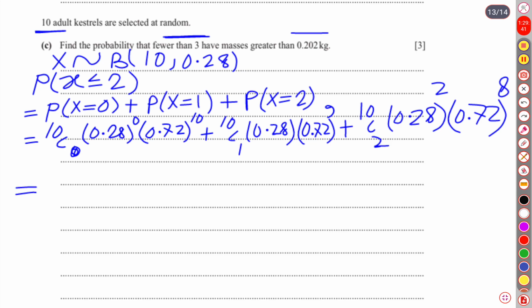10 choose 0 means actually it is 1. There is only one way we can choose nothing from 10. So this is going to be 0.72 raised to 10. And from 10 birds, if we choose one, there are 10 ways we can choose them, times 0.28 raised to 1.